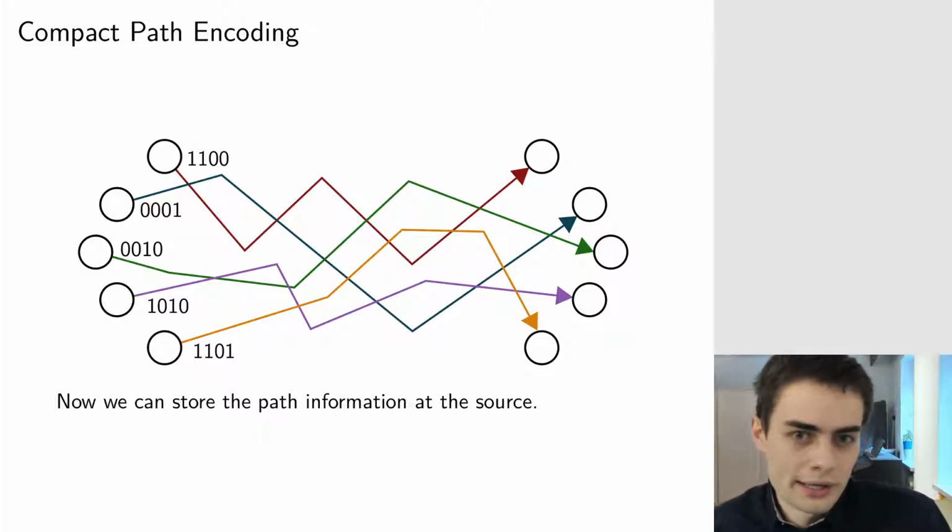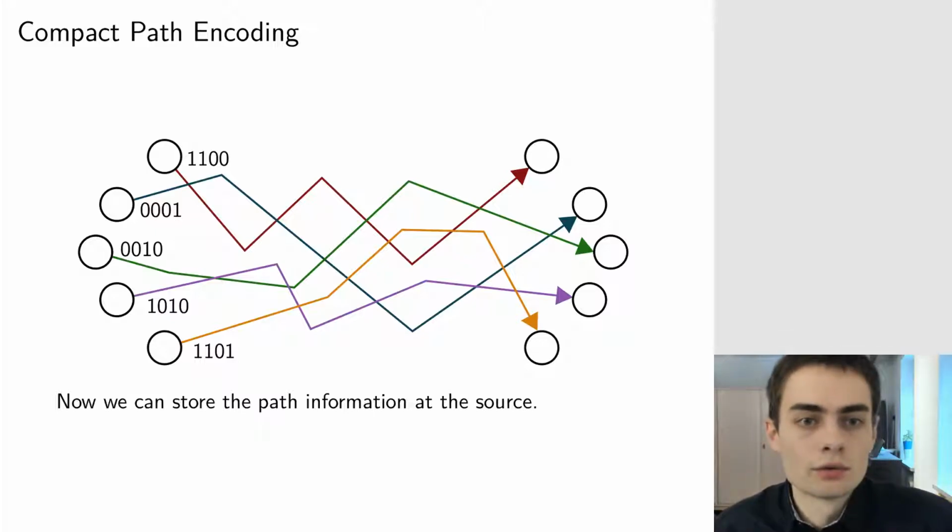So we don't actually need any additional information, so besides the random walk, besides the information necessary for the random walk, we don't need any additional information in the graph.